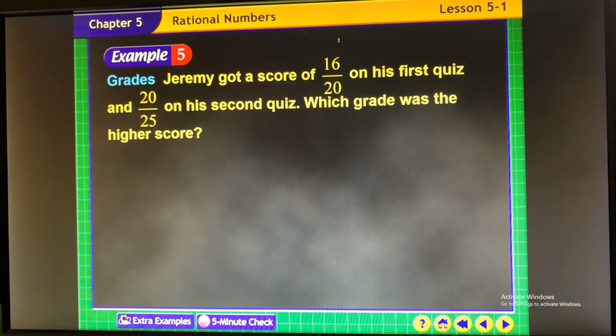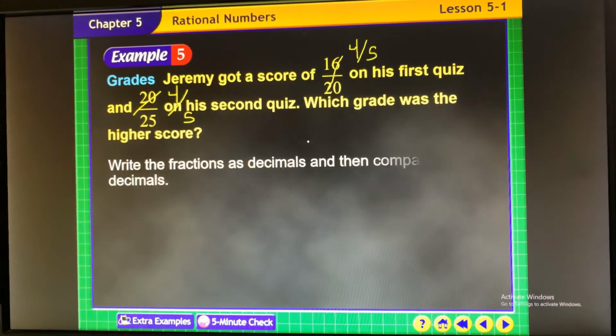16/20 and 20/25. I would take the time to simplify this to be 4/5 and simplify this to be 4/5. So then you can say they're actually equal.